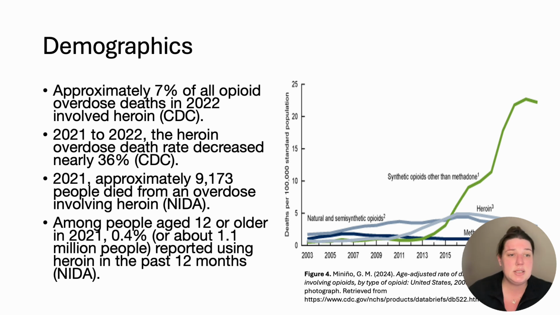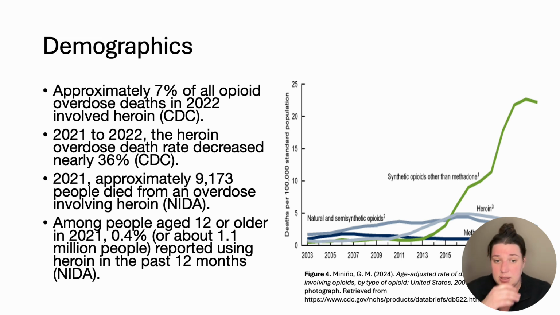For my demographics, in the US, as you can see on the right side, however, I'm kind of blocking it, but you can see that for heroin, the usage has gone down, and this is due to a high increase in fentanyl use. So, not as many users anymore. Approximately 7% of all opioid overdose deaths in 2022 involved heroin. From 2021 to 2022, the heroin overdose death rate decreased nearly 36%, and that's due to the rise in fentanyl.